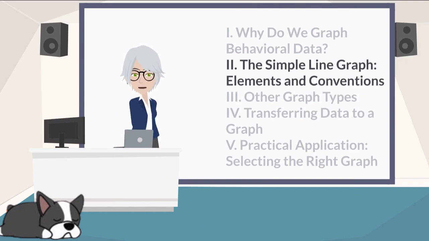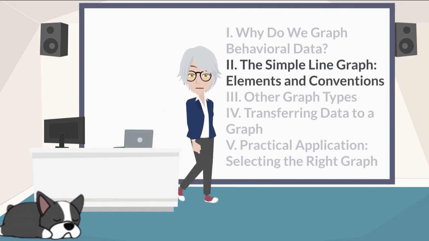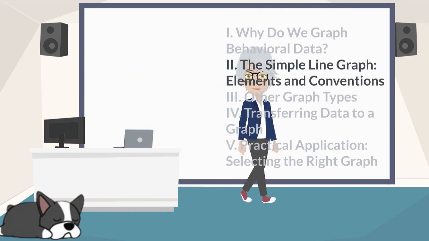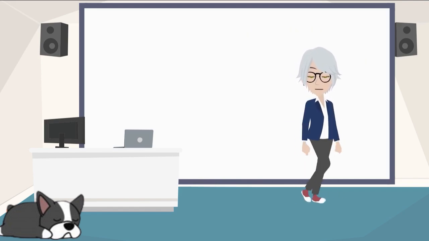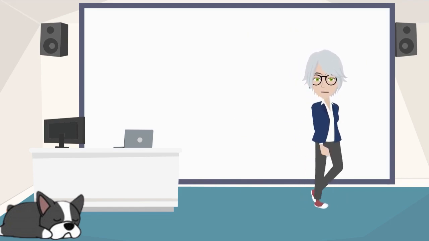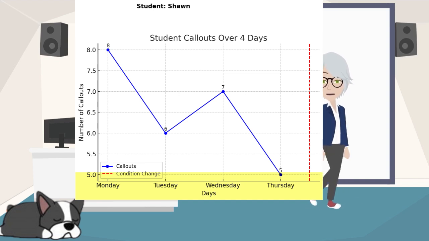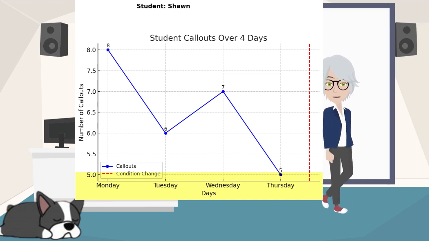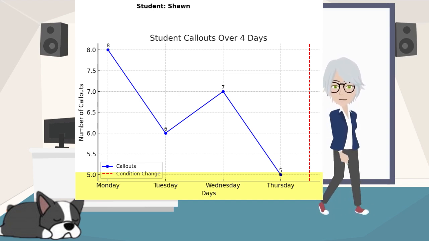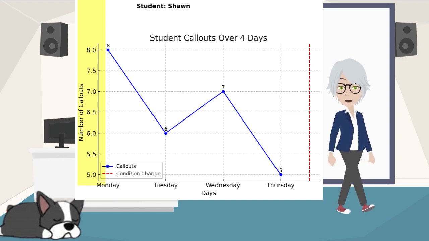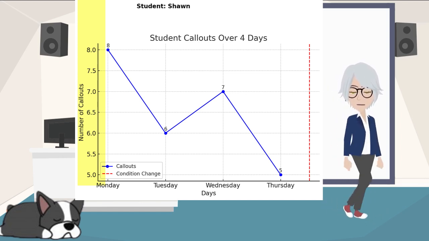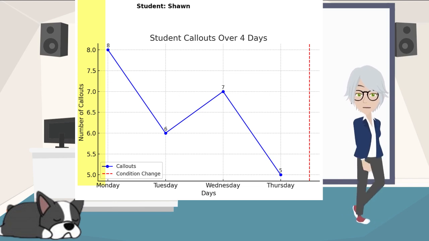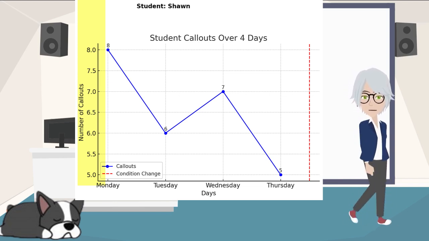The most commonly used type of graph in ABA is the simple line graph. This presents data over time. A line graph consists of two axes. The x-axis, or the abscissa, represents time, like sessions, days, or weeks, and the y-axis, called the ordinate, represents the behavior that's being measured. It could be the number of responses, the percentage of correct answers, etc.